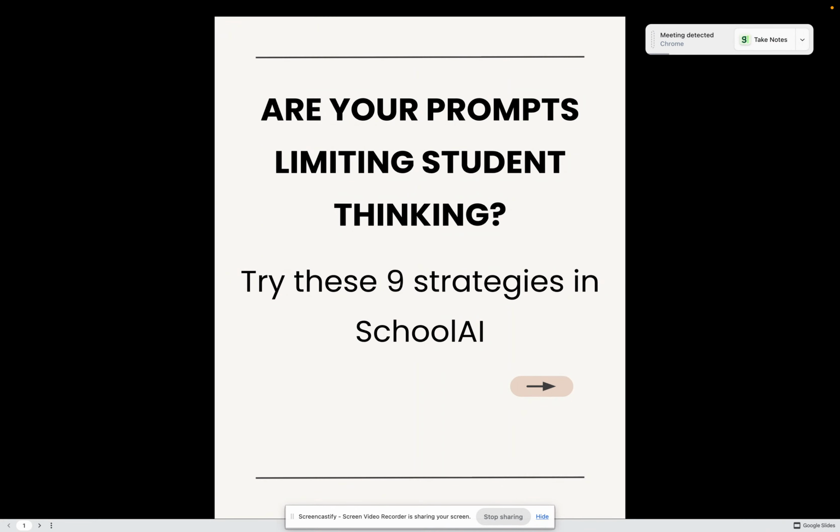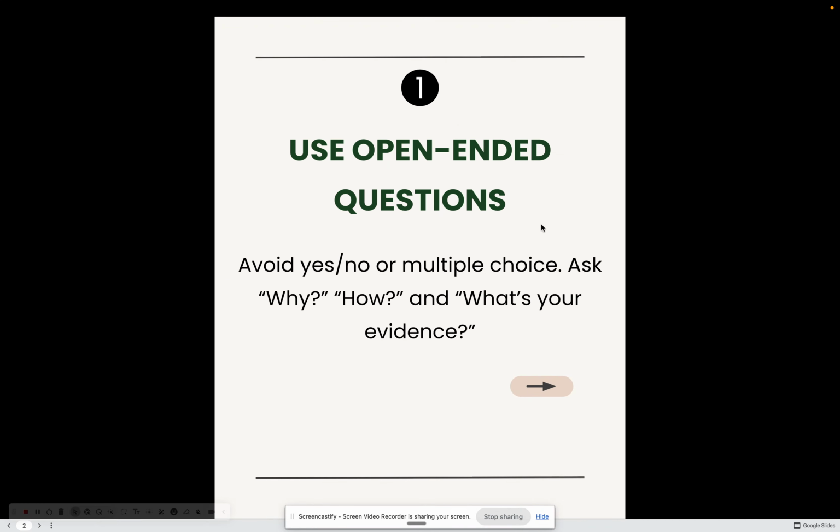If you're trying to encourage deeper thinking in school AI, how you prompt students makes a huge difference. We're going to go over different strategies that you can use to support student thinking in a school AI space. Step number 1 is to use open-ended questions.